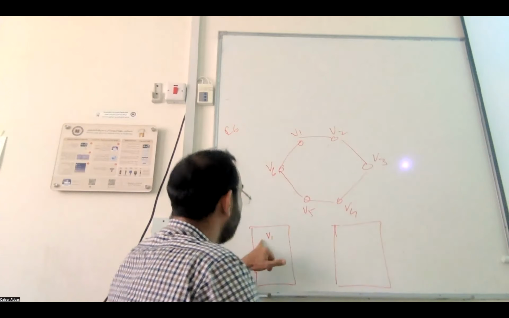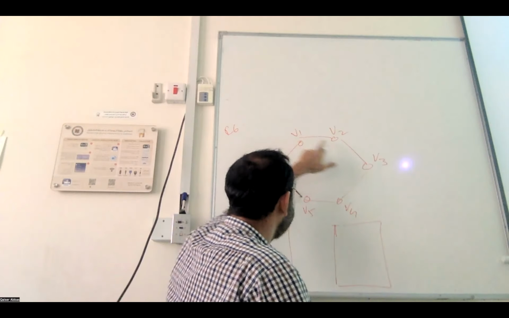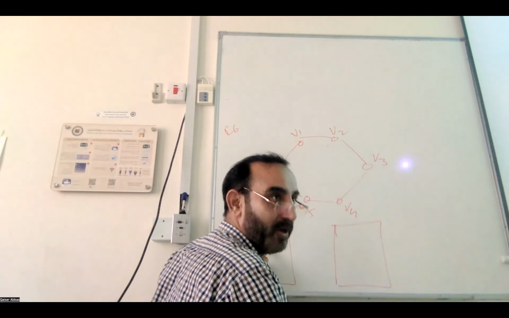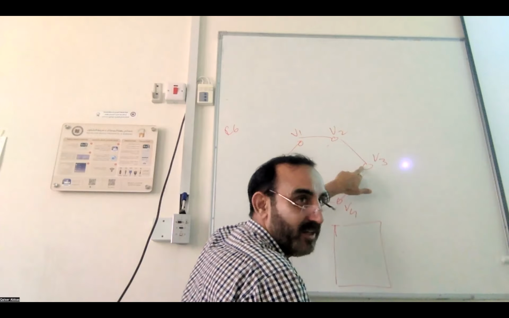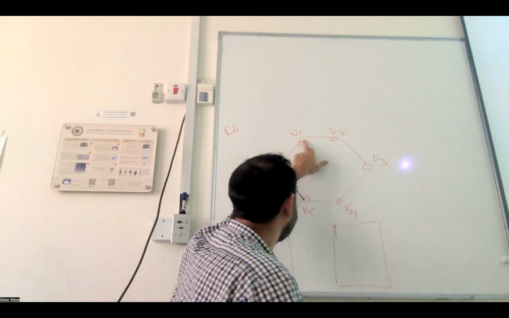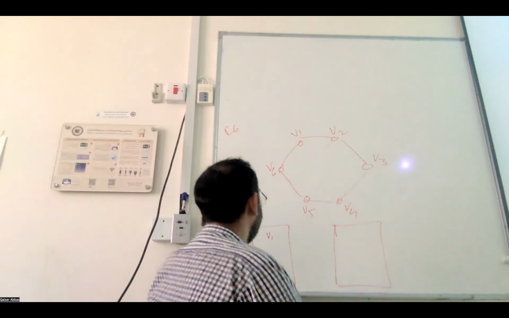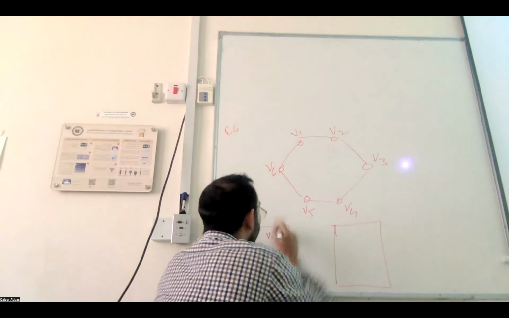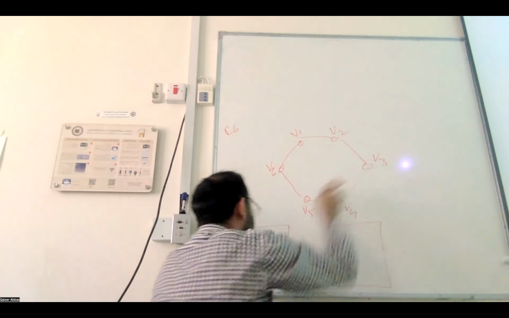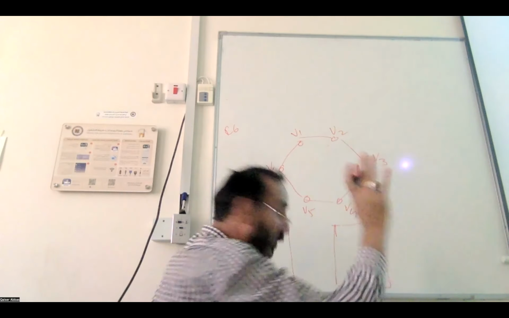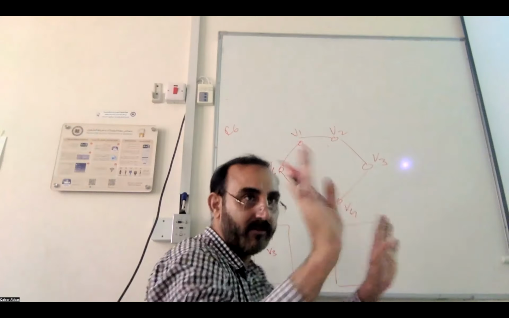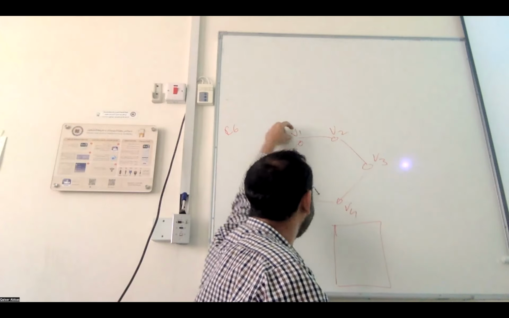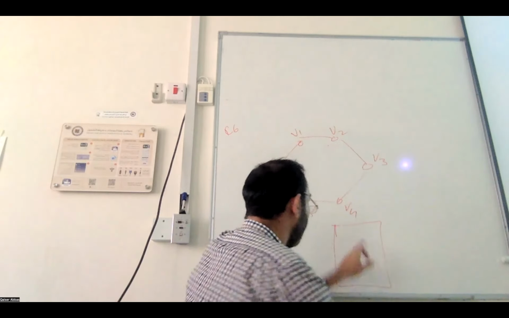So if it is V1, V1 is adjacent with V2. So it means that I cannot keep this V2 here, according to the rule. But this V3, I can keep here because it is not connected with this one. Suppose I am keeping this. So if V1 is there, V3 is also the candidate here. I don't know whether it is right or wrong. But this V1 is adjacent to V2. So it means that I can keep this V1 here and V2 here in this set.